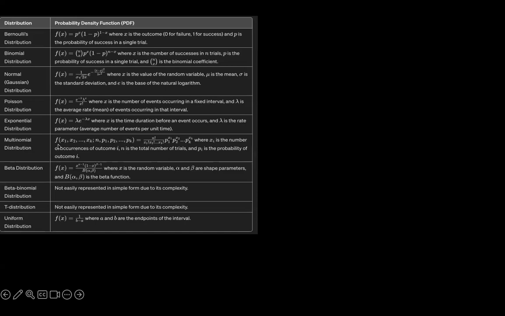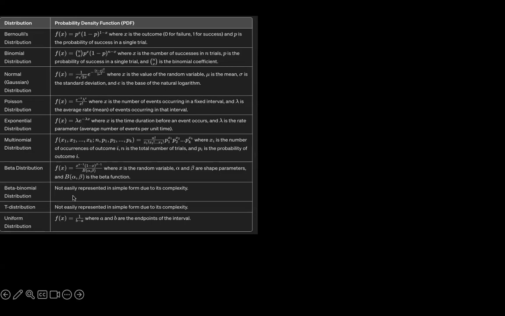Multinomial: there are different variables here. I'm taking x, p, and n is the number of trials. So n factorial by x1 factorial, x2 factorial, and so on up to xk factorial, into p1 to the power of x1 into p2 to the power of x2, and so on to pk to the power of xk. Beta distribution: f of x equals x power alpha minus 1 into (1 minus x) to the power of beta minus 1 by B of alpha comma beta. Alpha and beta are the parameters of the beta function.